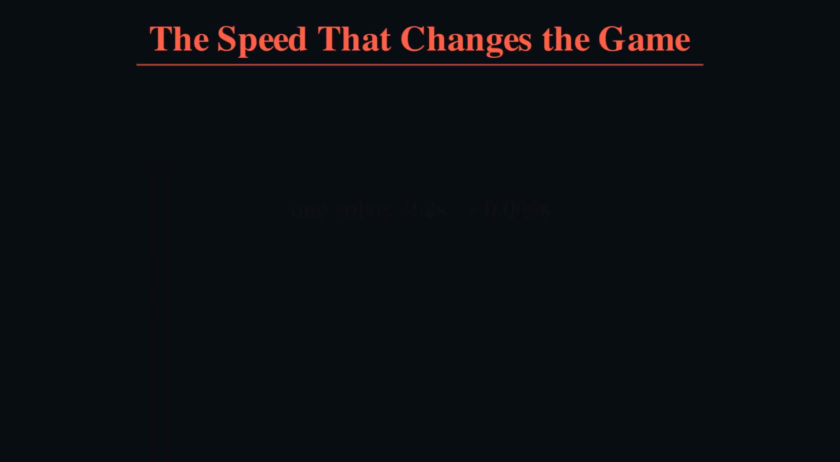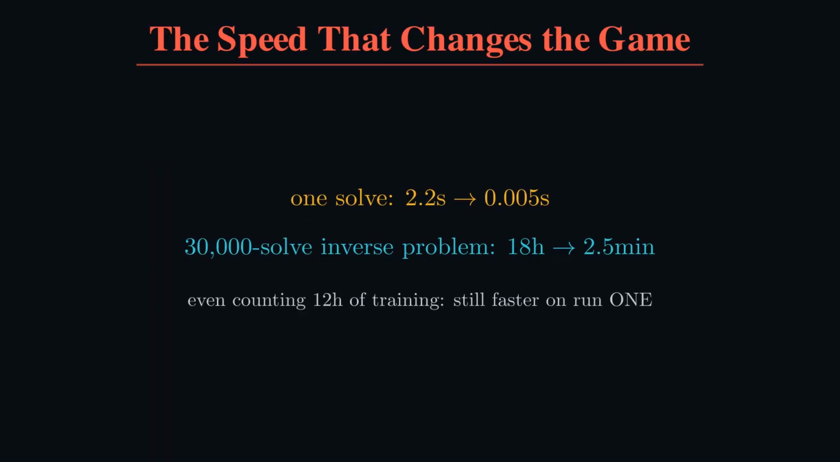Now the numbers that made engineers sit up. One solve drops from 2.2 seconds to 5 milliseconds, 1,000-fold. The paper then runs a Bayesian inverse problem, recovering the initial state from sparse late observations, which needs 30,000 solves. 18 hours becomes 2.5 minutes. And being honest about training cost, even after paying 12 hours up front, the FNO finishes first on the very first job, and every job after is nearly free.